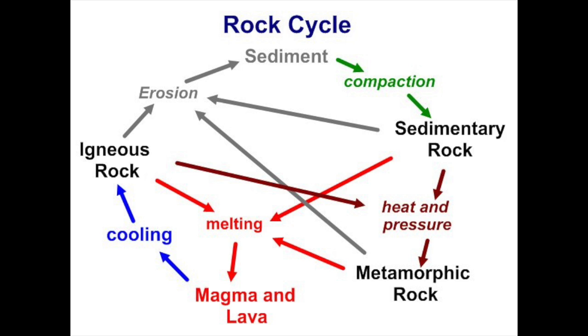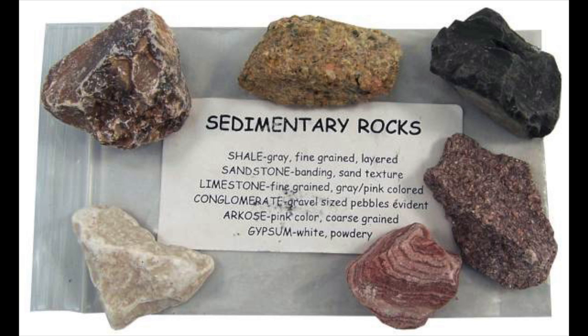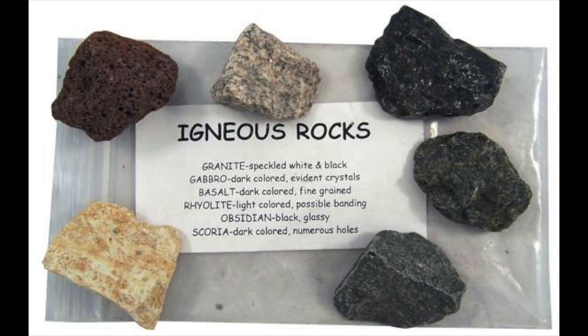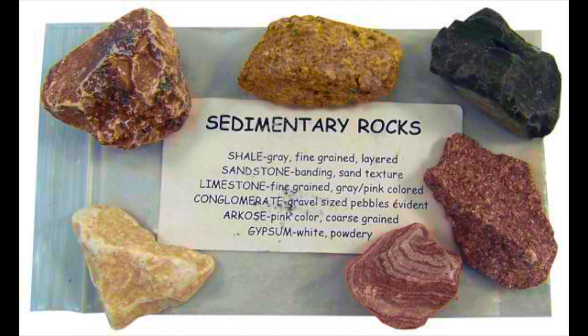Here we have the rock cycle, and there are three different rocks involved in the cycle. There are sedimentary rocks, and then there are metamorphic rocks, and along with those, there is the third kind, the igneous rocks. For the first part of this video, we will be talking about sedimentary rocks.